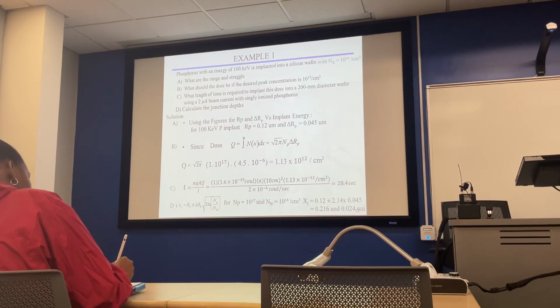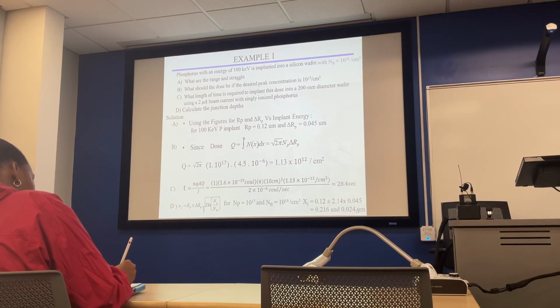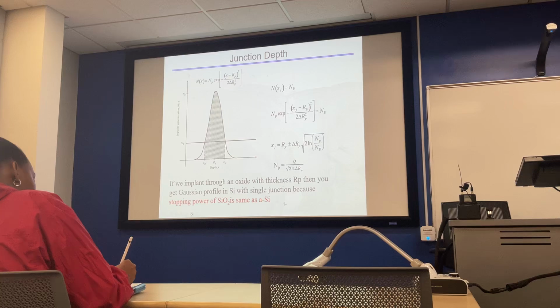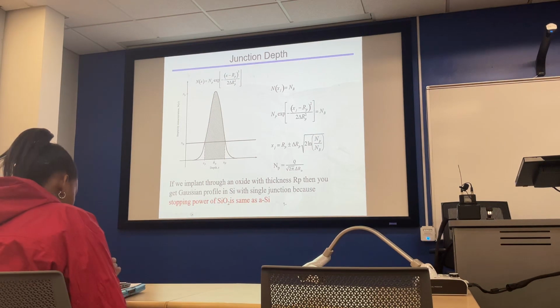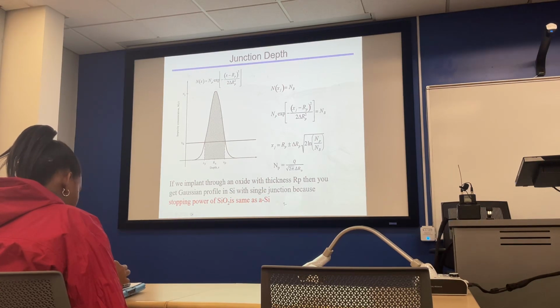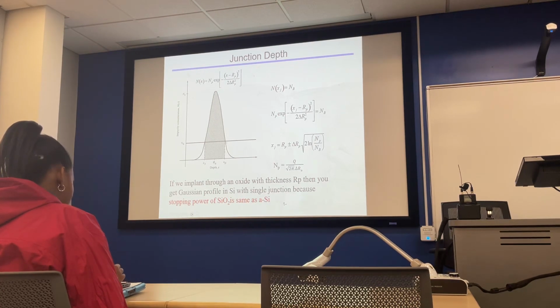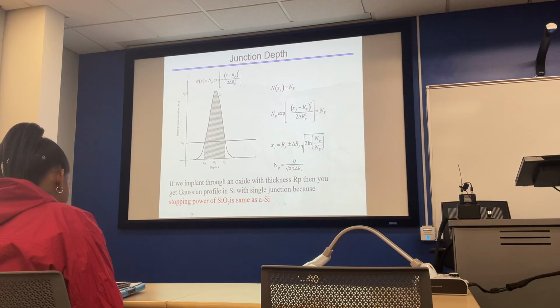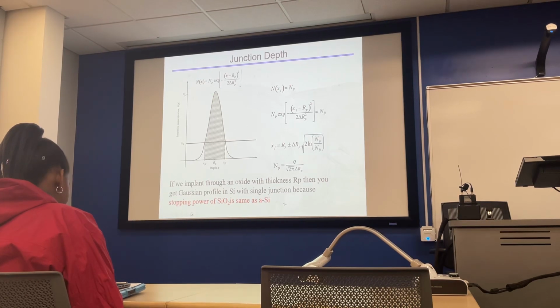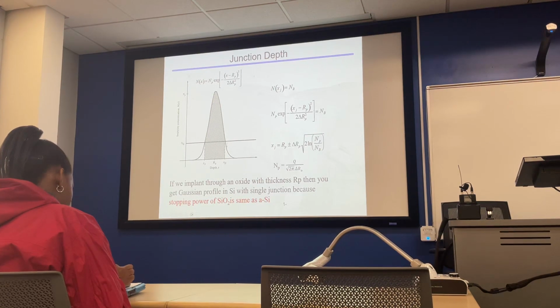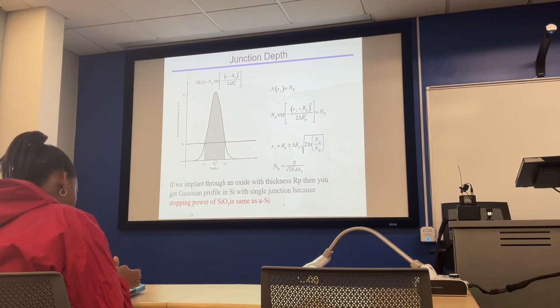I could have continued my problem here. Then I say, okay, what is my junction depth going to be? So how would you calculate the junction depth? Now you look at this picture here. In this picture, you grew an oxide which was Rp. So now you have this thing, correct? But you know this junction depth, which was the deeper one, and you know your Rp, the midpoint. So what is your junction depth? It is basically xj2 minus Rp.